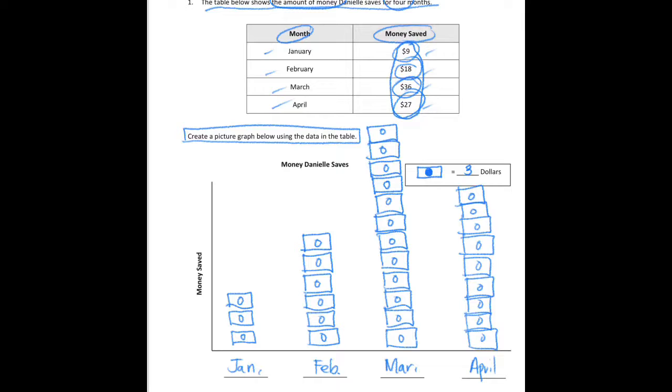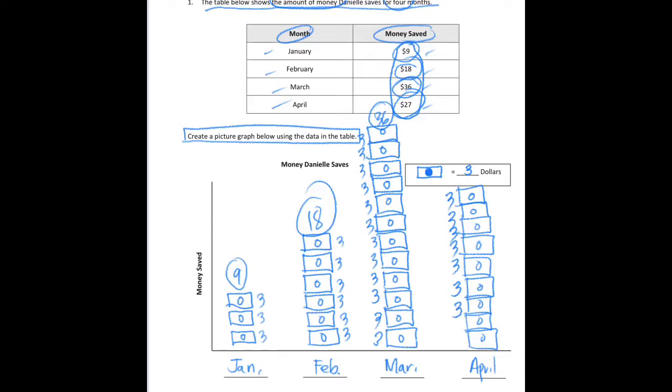Okay, so just to double check, I'm going to skip count by 3 and see if it matches my collection of savings. So that's 9. Skip count by 3 and that's 18. Okay, and for March, I'm going to count 10 and I know that's going to be 30, plus 2 more is 36. And the last one is April. Of course, it's 27, so that's less than 10, which is 9, because I know 9 times 3 is 27.